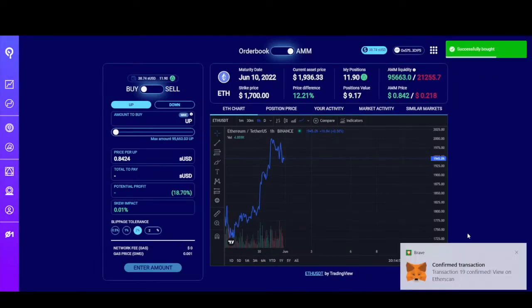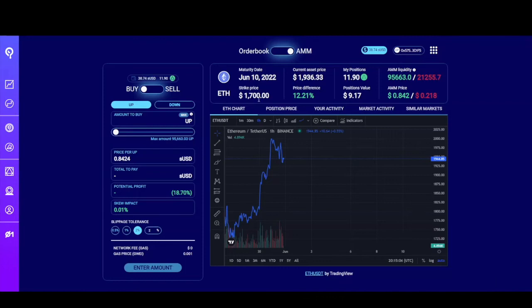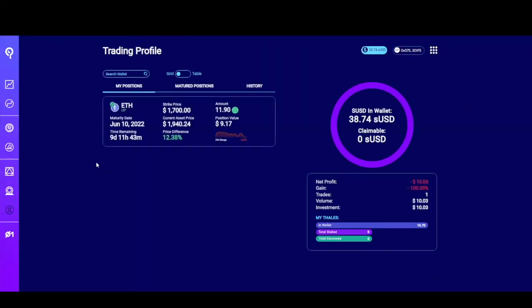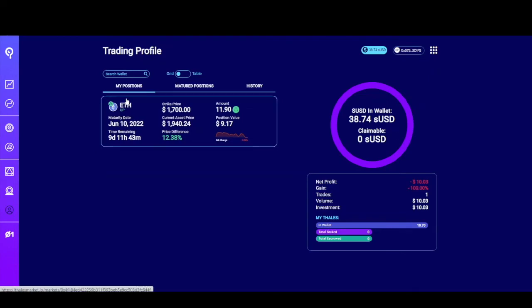Okay, so that transaction is confirmed, and we now hold that 11.7 SUSD worth of UP tokens for the 1700 strike price Ethereum market. And we can actually see that by clicking on our wallet. This will take us to our profile page. All right, so we're on the trading profile, and we can see under my positions, there's that June 10th maturity date, 1700 strike price market. We have 11.9 SUSD worth of UP tokens, and currently that position's worth 917. It does drop a bit after you purchase value.